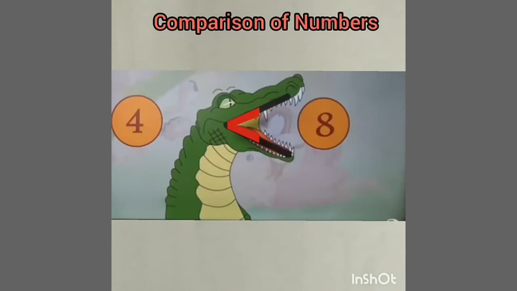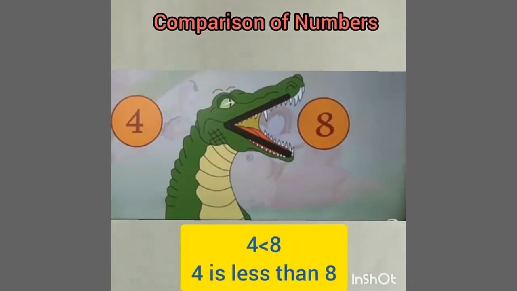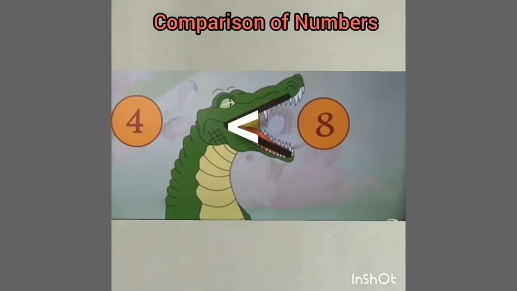And this is called the less than sign. It eats up the greater number on its right. 4 is less than 8. Which is less than the 8? 4 is less than the 8. So the alligator opens its mouth towards the 8.